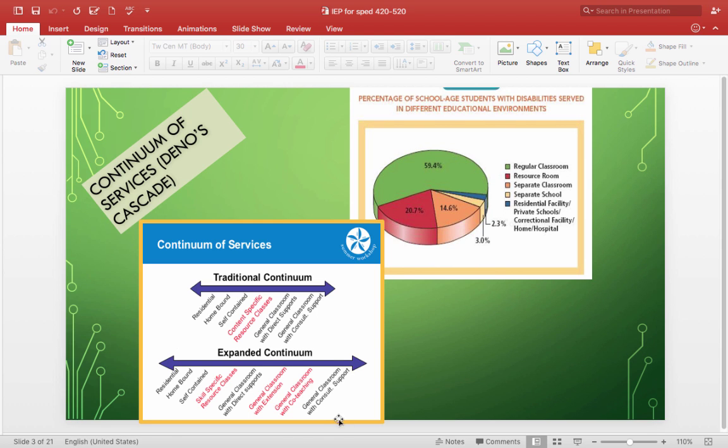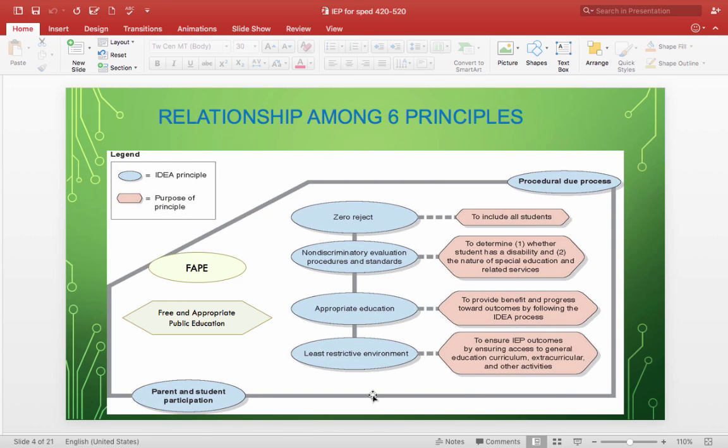Now, in the expanded curriculum, we still have this consultative support. We added general classroom with co-teaching, the general classroom with extensions, and skill-specific resource classes. And so we've expanded that idea a little bit. So we have to remember that the original 6 principles are still very, very important.